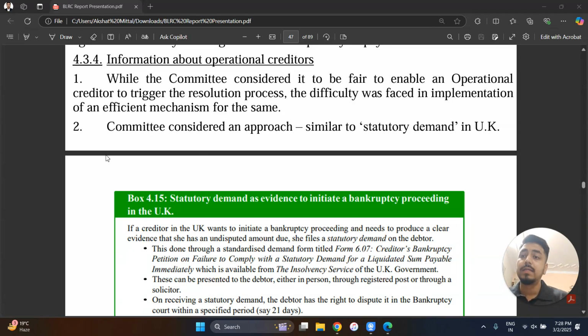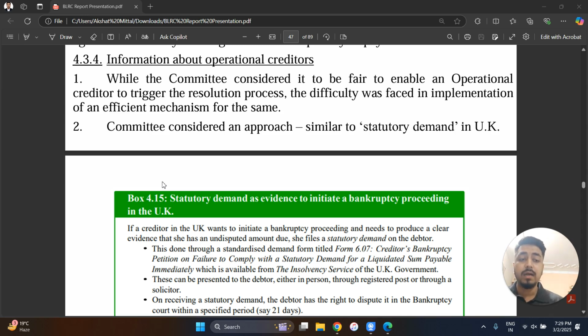Now, as we have discussed who the operational creditors in an entity are, I take you a bit back to the point where we were discussing the information utilities, and how this committee has recommended that the information utility should maintain records regarding the operational creditors.